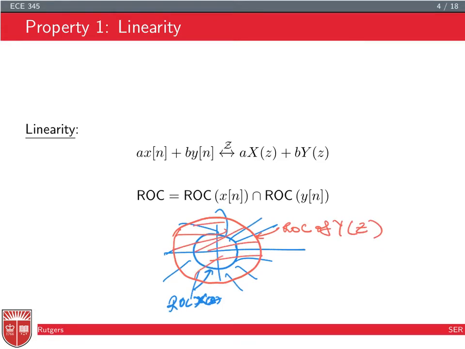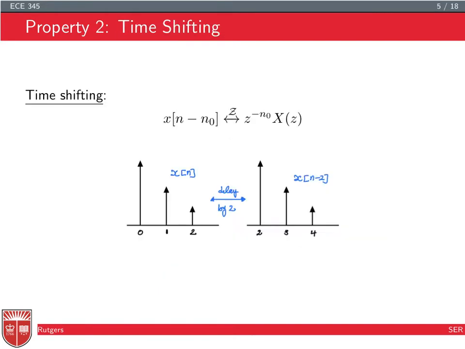Then for their sum, the ROC is going to be the area between these two circles, which is the intersection. So that's the important part. You knew this before, but I just wanted to remind you of this property. Linearity is one of the most important properties that we will use a lot in the Z transform, but we kind of take it for granted because we use it without even thinking about it.